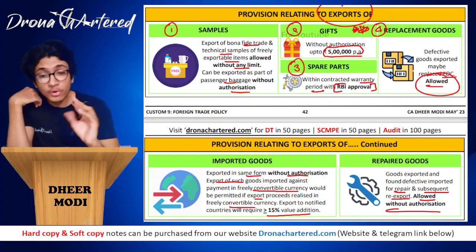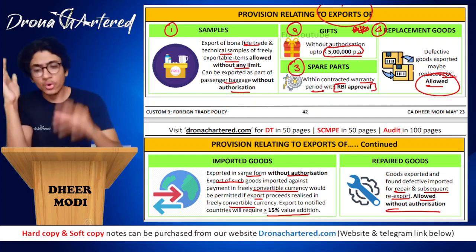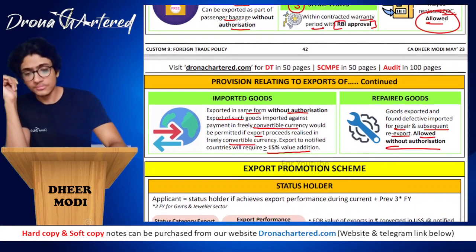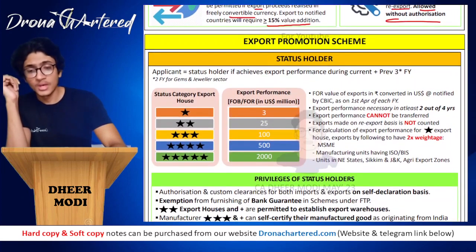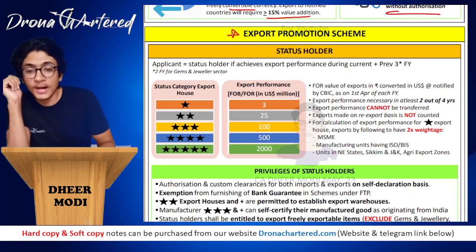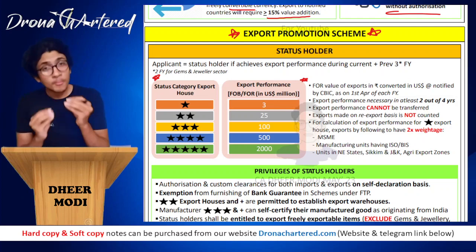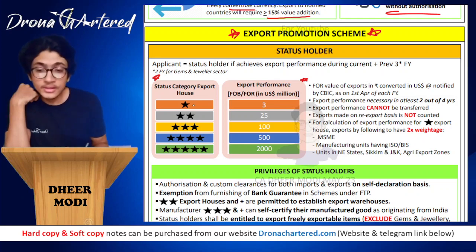Okay. I hope this chapter, which everybody I know is scared of, is not a difficult chapter. So I hope everything is clear till now. Now next is your export promotion scheme. This part is important because they ask for MCQs. Basically, these limits that I have mentioned over here, if you want, you can take a screenshot of this. Just remember these limits. It is possible that they might ask this in MCQs.